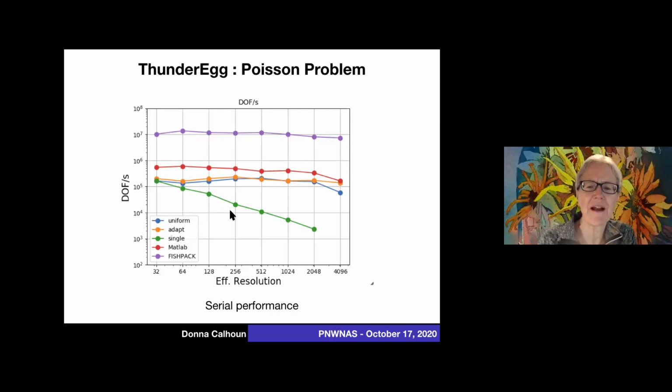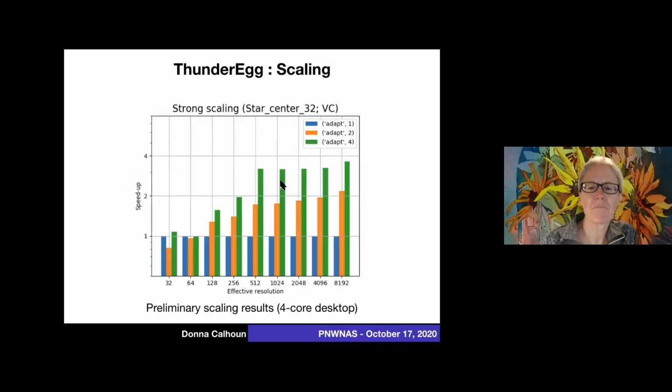So we were quite happy, and the other thing is that as we increase the resolution, the degrees of freedom per second, which is what I'm showing here, is effectively constant. We've done some preliminary parallel scaling results. We now have access to a new big machine at Idaho National Labs, which I think just this week we can get access to, so we're going to start running on that.